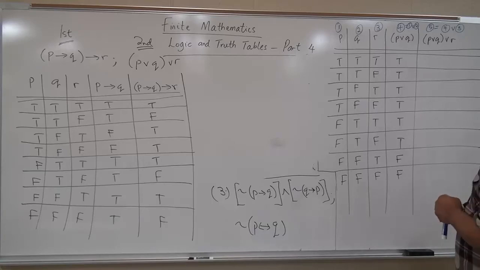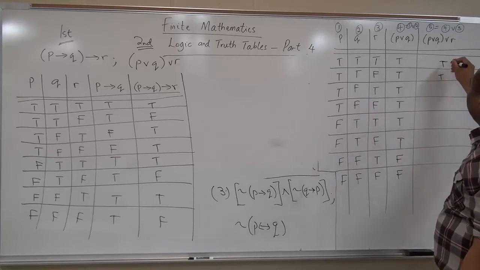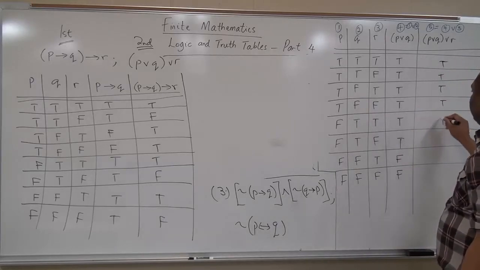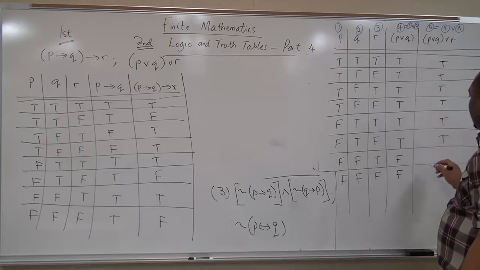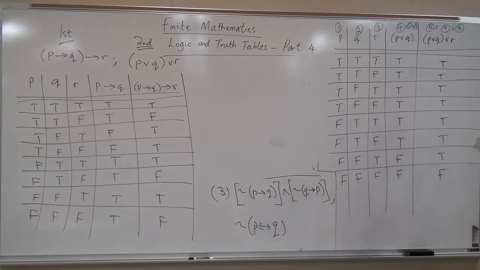Right? So T or T is T, T or F is T, T or T is T, T or F is T, T or T is T, T or F is T, F or T is T, F or F is F. So this is what you got. This is what you have. So are they the same?